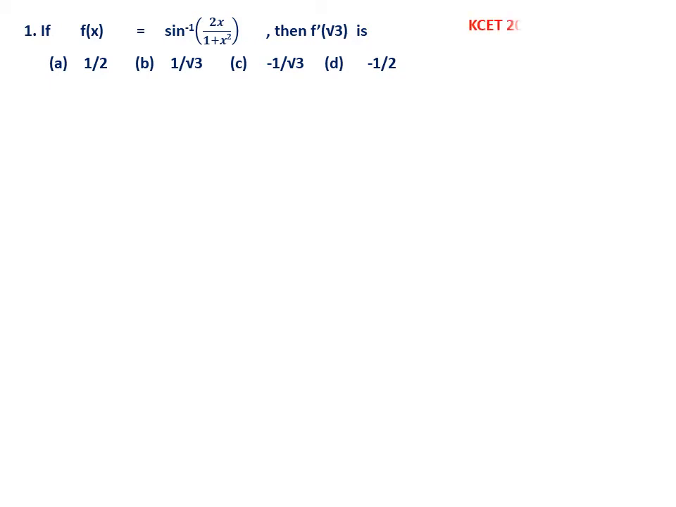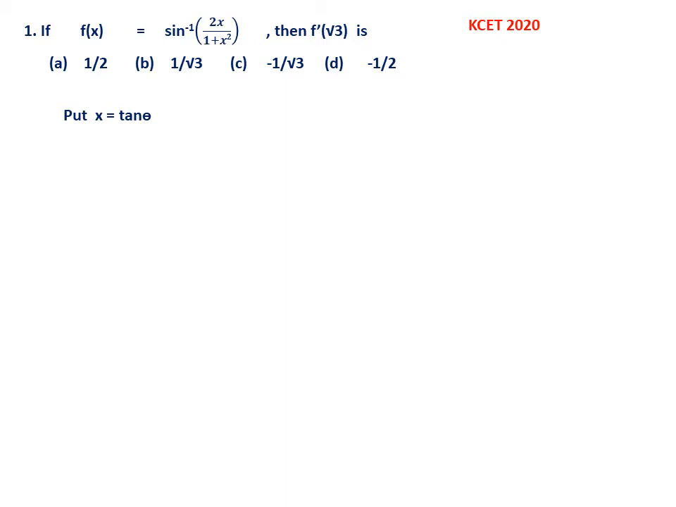The first question: if f of x equal to sine inverse 2x by 1 plus x square, then what is f dash root 3? Options: 1 by 2, 1 by root 3, minus 1 by root 3, minus 1 by 2. This is a question from 2020 KCET. Put x equal to tan theta. See here, this question is based on trigonometric substitution.